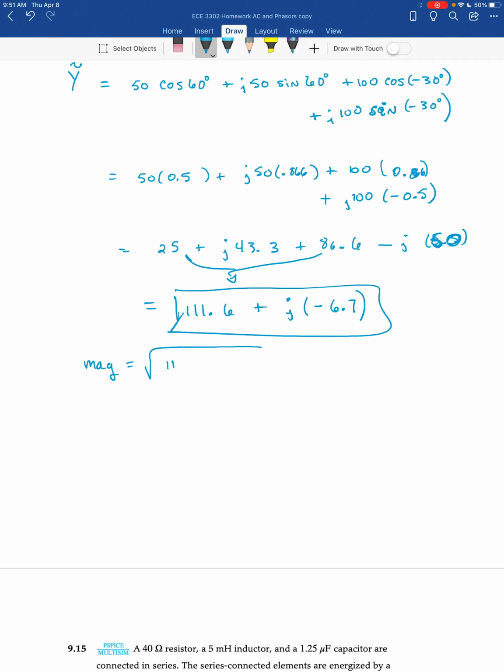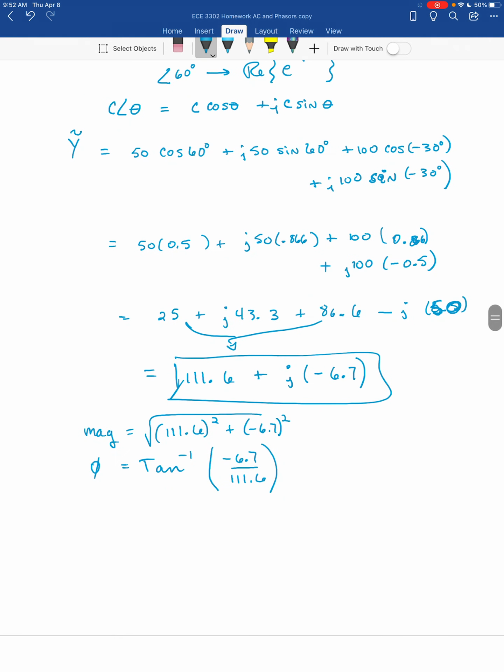So the magnitude is the square root of the real part squared plus the imaginary part squared. And I'll leave that for you to calculate. The phase is the inverse tangent of the imaginary part over the real part.